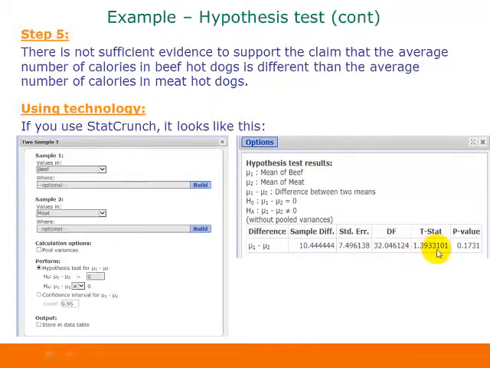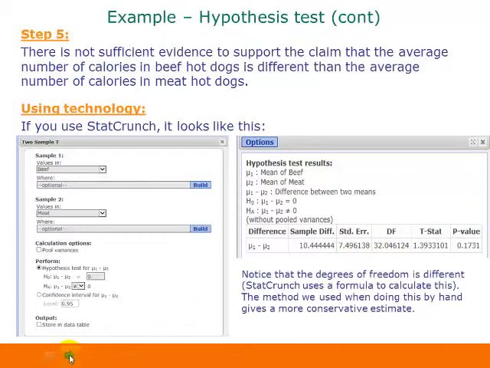Notice they got the same test statistic that we did. Their p-value came out a little bit different because they use a formula to calculate the degrees of freedom. We're using a much simpler version to get the degrees of freedom, but our result is more conservative, so our p-value came out a little bit bigger than theirs did.